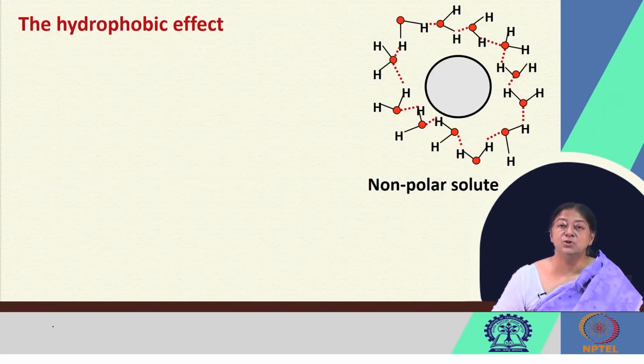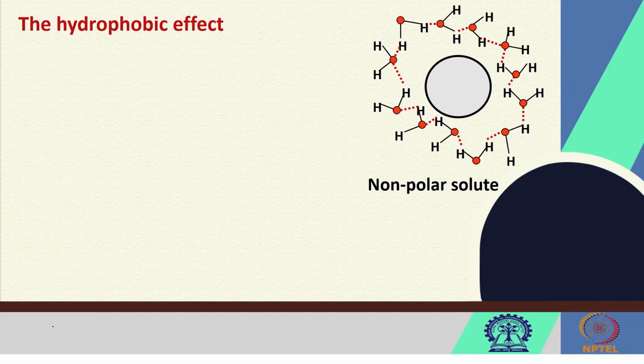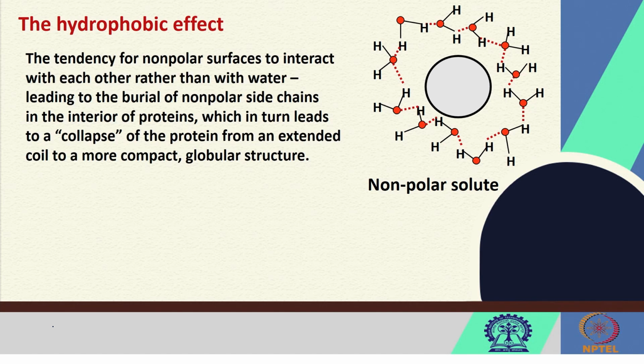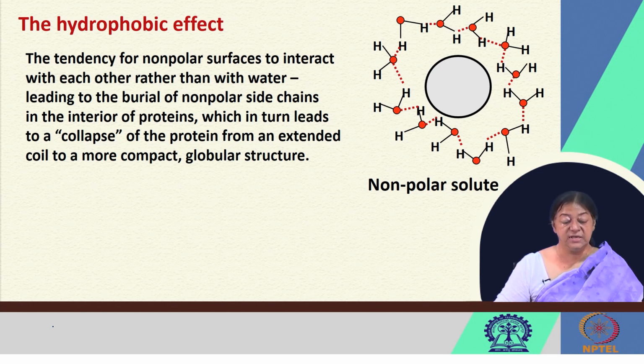So, if we look at this non-polar solute now, we observe that there is a hydrogen bonding network around this non-polar solute. What we mean by this is that the tendency for the non-polar surfaces to interact with each other rather than water is going to lead to the burial of the non-polar side chains, and that is what is termed the collapse.